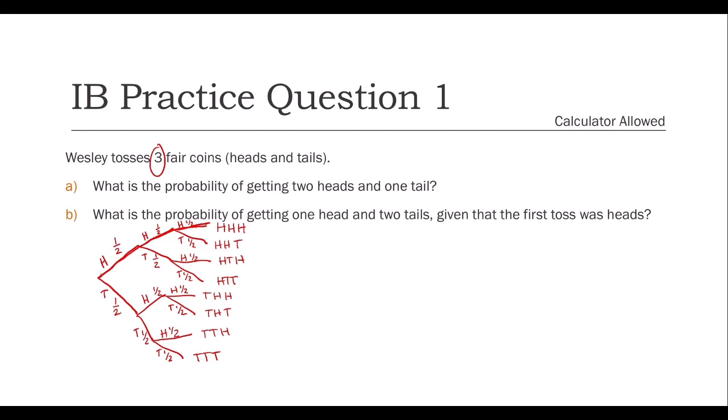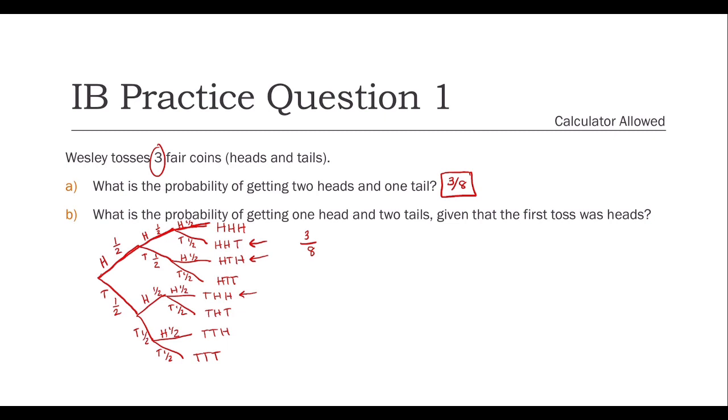So it says, what's the probability of getting 2 heads and 1 tails? So this one has 2 heads and 1 tails. This one also has 2 heads. This one has 2 heads. And that's it. So each of these branches is going to have the same probability because every outcome was the same. So we have 3 of our total 8 branches. So our probability of getting 2 heads and 1 tails is 3/8.